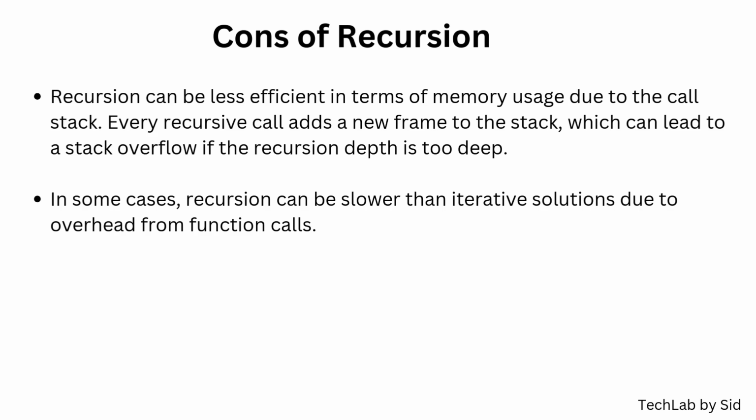Cons of recursion. Recursion can be less efficient in terms of memory usage due to the call stack. Every recursive call adds a new frame to the stack, which can lead to a stack overflow if the recursion depth is too deep. In some cases, recursion can be slower than iterative solutions due to overhead from function calls.